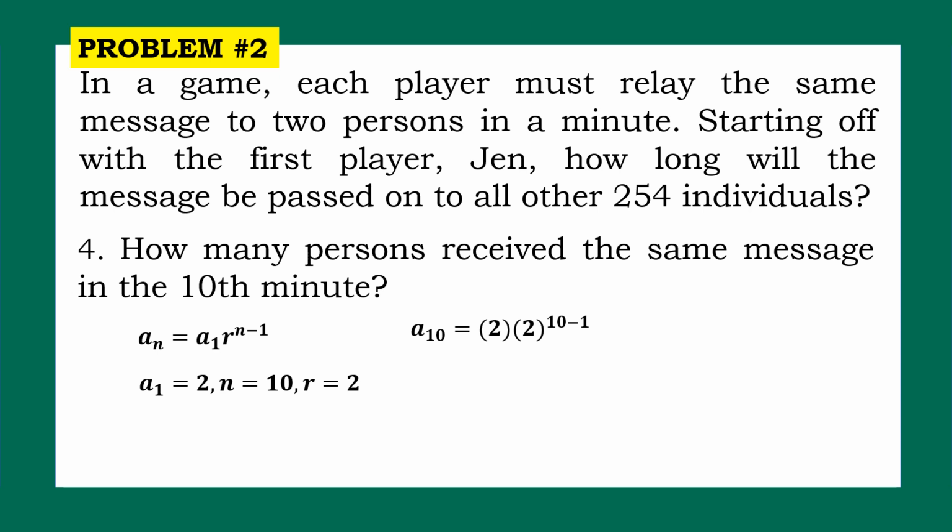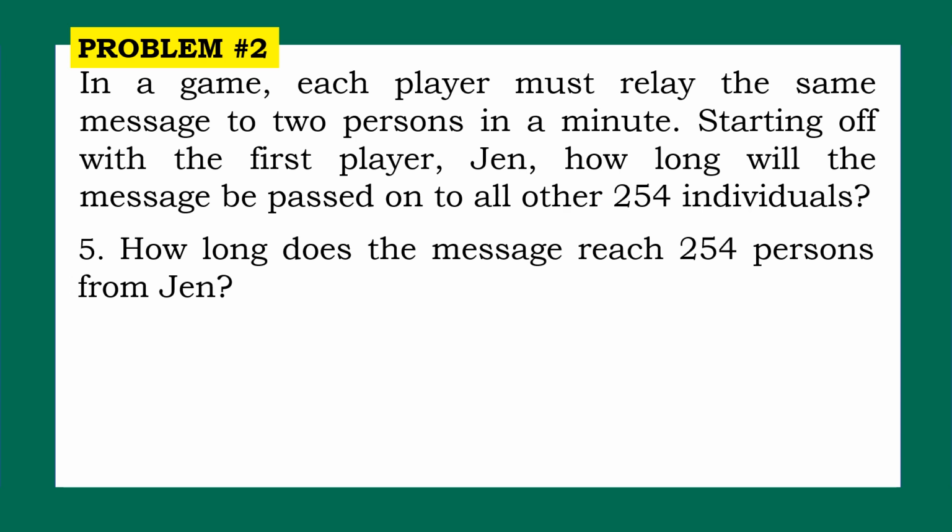We have a sub 10 equals 2 times 2 raised to 10 minus 1. Performing the operation on the exponents, we have 10 minus 1, which is 9. And then we have 2 raised to 9, and that is 512. And then multiply it to 2. It means that the total number of persons who received the same message on the 10th minute is 1024. So for question number 5, how long does the message reach 254 persons from Jen?